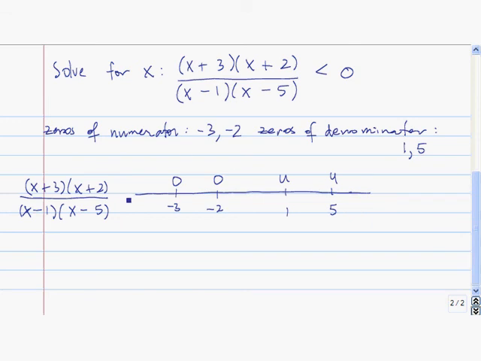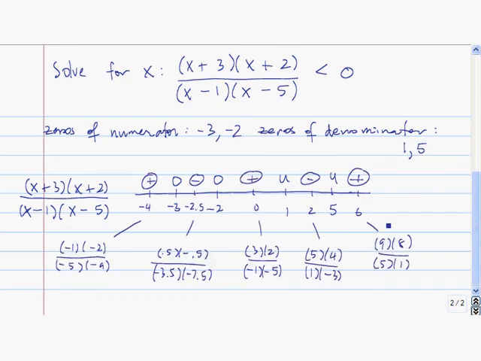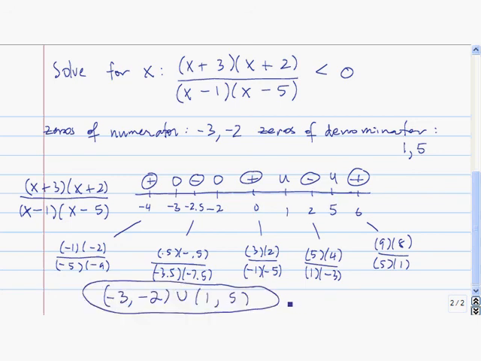Okay, so your number line should have looked like this. So the zeros are at negative 3 and negative 2, and the undefined points are at 1 and 5. Okay, and you should have gotten positive, then negative, positive, negative, positive. So finally, we're looking for where this is less than 0. Strictly less than 0 is between negative 3 and negative 2, and on this interval here, which is from 1 to 5. So this right here is the solution to this rational inequality.